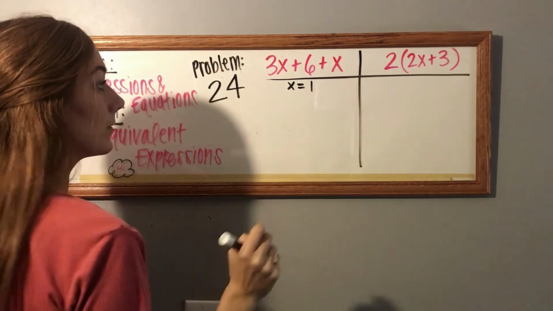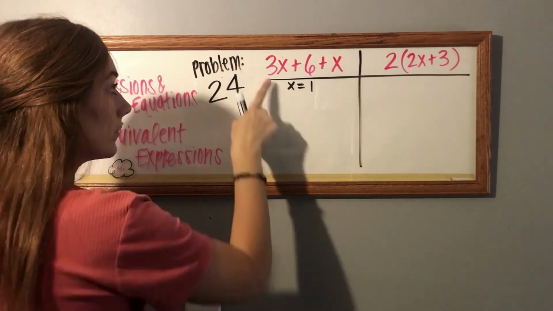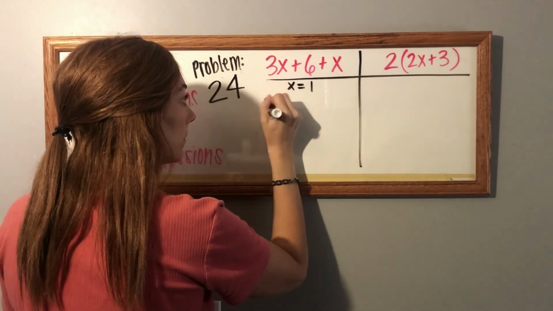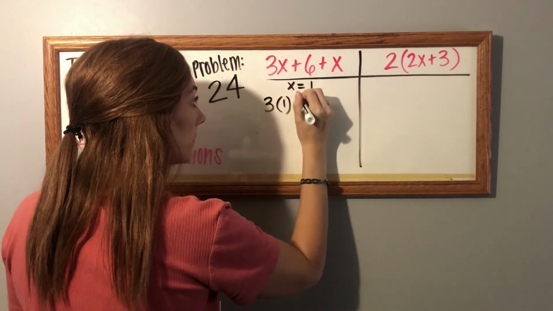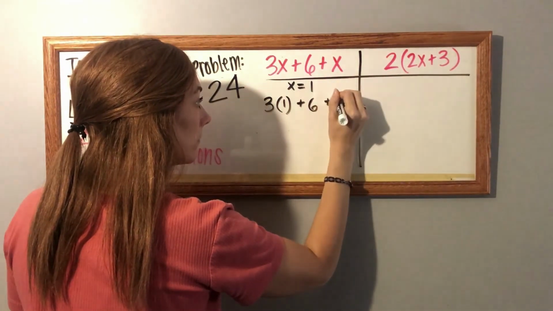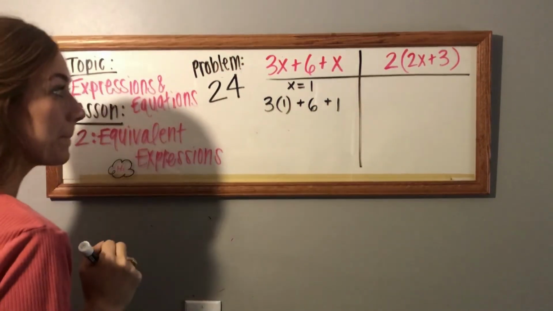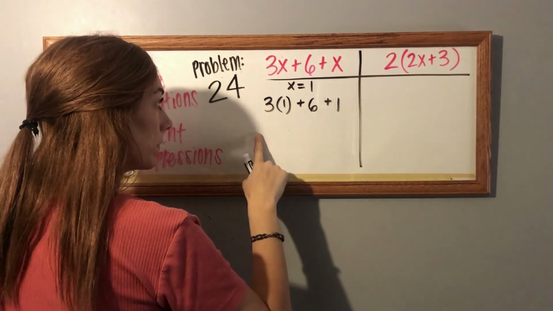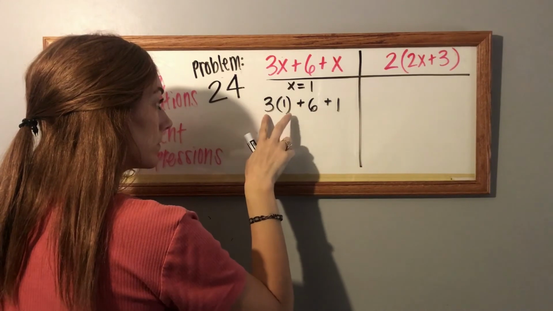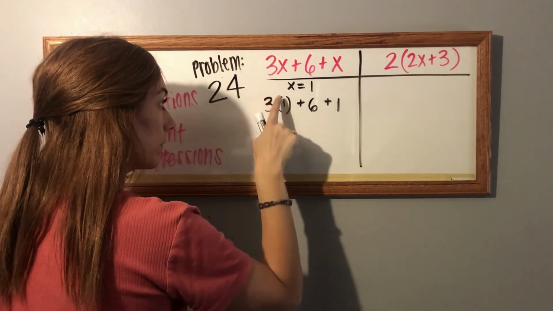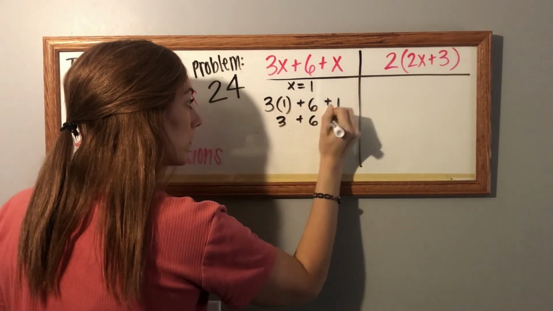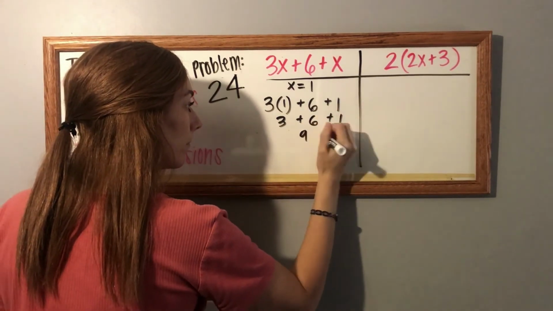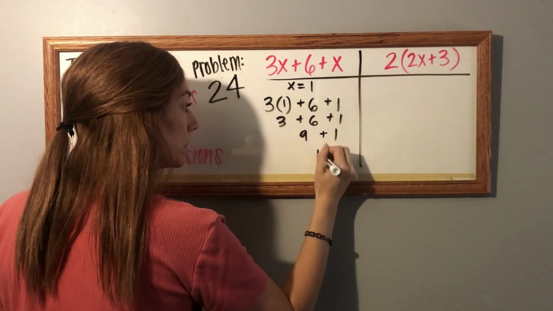So when I substitute in 1 to 3x plus 6 plus x, I get 3 times 1 plus 6 plus 1. And now I'm going to finish evaluating my expression using the order of operations. The first one, I'm thinking multiplication. 3 times 1 is 3, plus 6 plus 1. 3 plus 6 is 9, plus 1, and we get our final answer of 10.